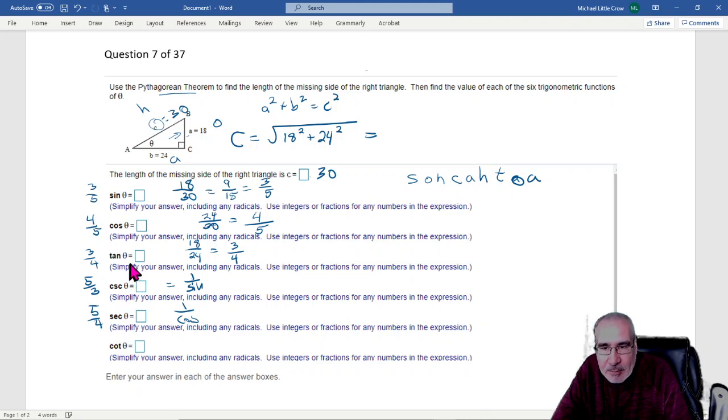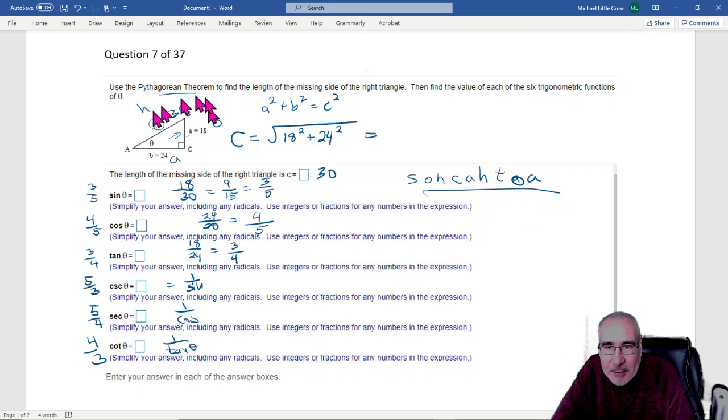And then the cotangent matches up with the tangent. It's a reciprocal of tangent. It's 1 over tangent. And so we just take the reciprocal of the answer, so that's going to be 4/3. And using SOHCAHTOA and the Pythagorean theorem, we can come up with all the trig functions. The first three with SOHCAHTOA, the other three by recognizing the reciprocal relationships.